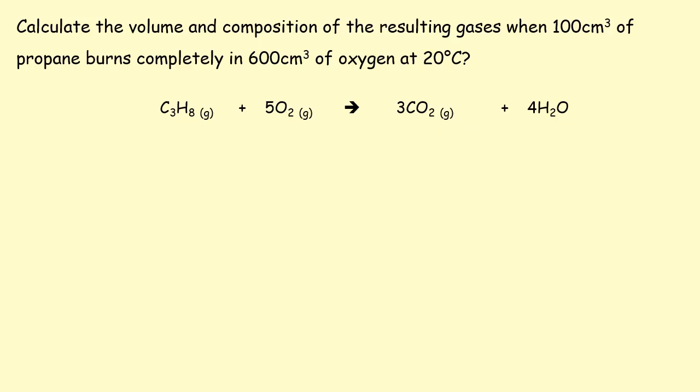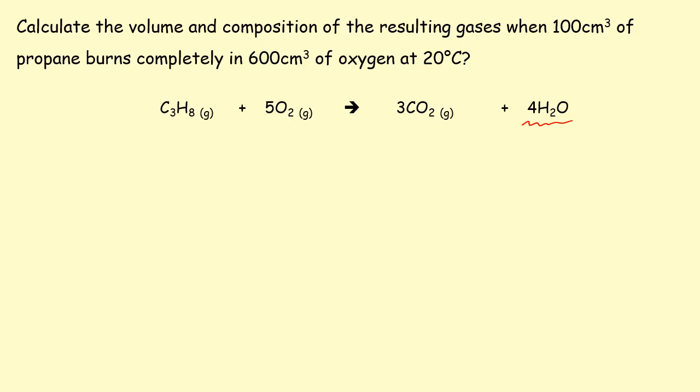So here's another example. Calculate the volume and composition of the resulting gases when 100 centimeters cubed of propane burns completely in 600 centimeters cubed of oxygen at 20 degrees Celsius. So look through our equation. Everything's a gas, but water, we don't know anything about water. It does not have a state symbol. And this is something that happens frequently in questions about gases where water is involved.